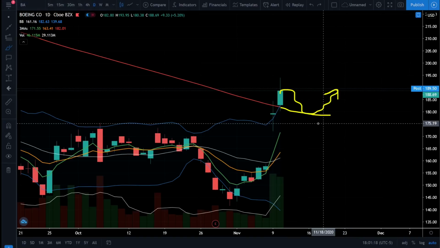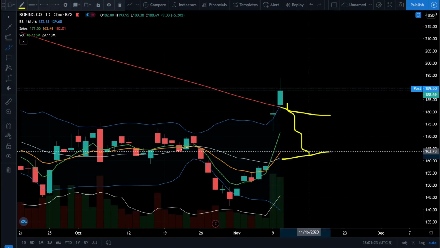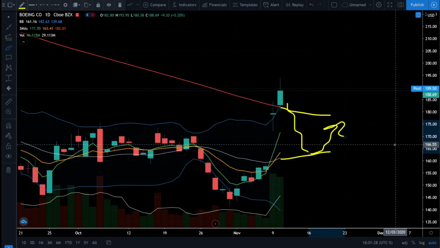If this is indeed a false breakout, we could easily start heading lower and go all the way back to the 20 simple moving average before finding support and heading higher. So be patient and wait for that test of the 200 simple moving average on Boeing if you're looking to get long.